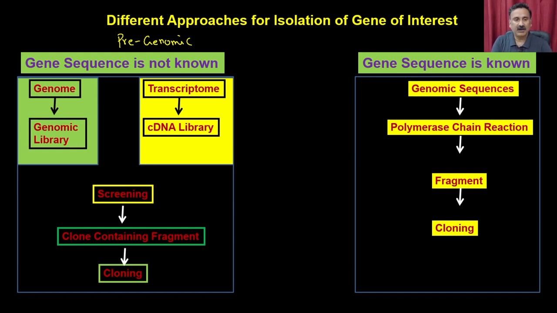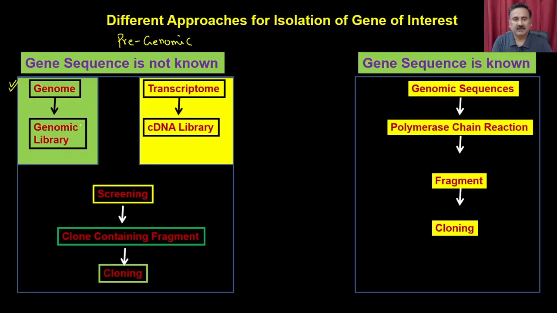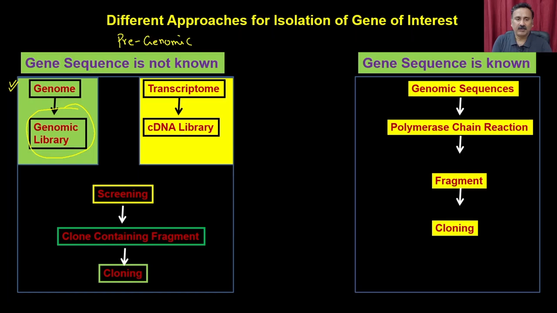In that case, either you will have information about the genome of that particular organism, or you will have the expression of that particular gene. In the previous lecture, we discussed how you can identify the gene if the genome is known. You have to prepare a genomic library, which is a collection of genes cloned into individual clones, and it represents the complete genome.